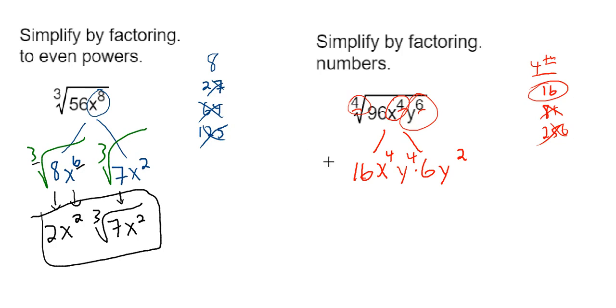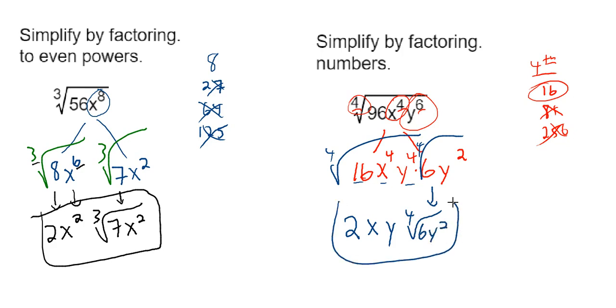All right, so I apply that 4th root to each pile separately. When I apply the 4th root to the good pile, each of these individually should simplify nicely. The 4th root of 16 will be 2. The 4th root of x to the 4th power will just be x, because that 4th root cancels out that power of 4. Or if you want to divide, 4 divided by 4 is going to give me 1 here. X to the 1st power, which is just x. Same thing happens with y. And then the bad pile just gets copied down. We'll have the 4th root of 6y squared left over.